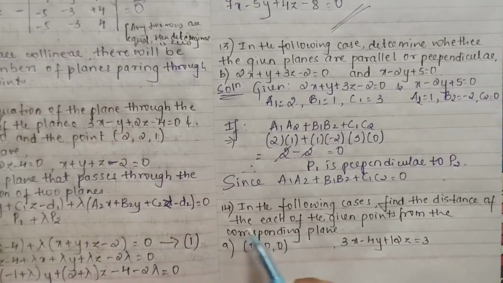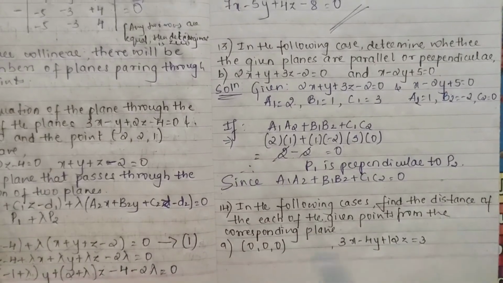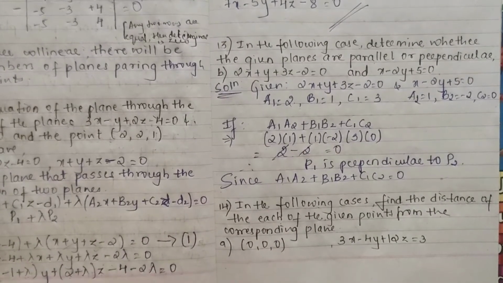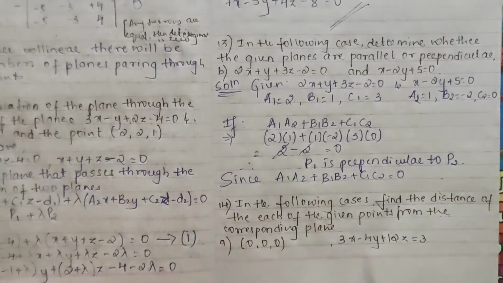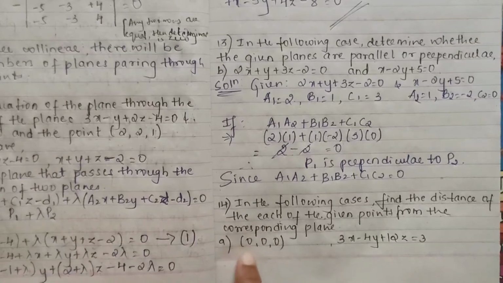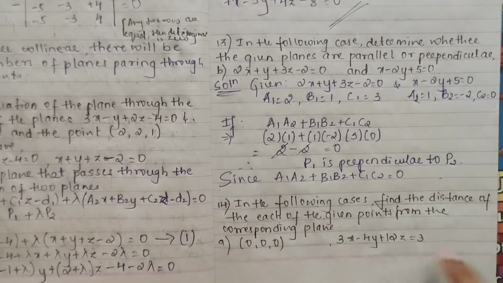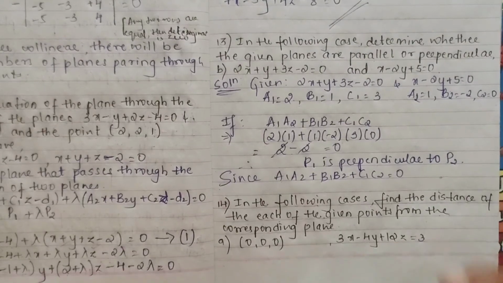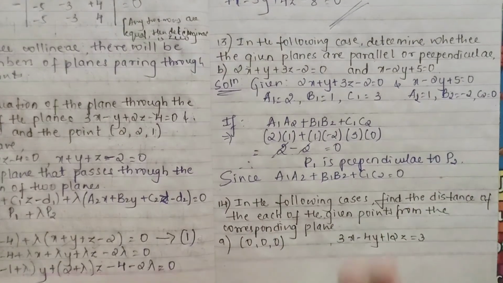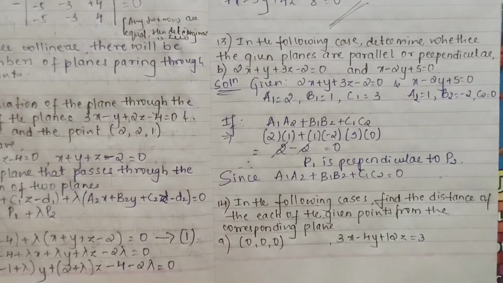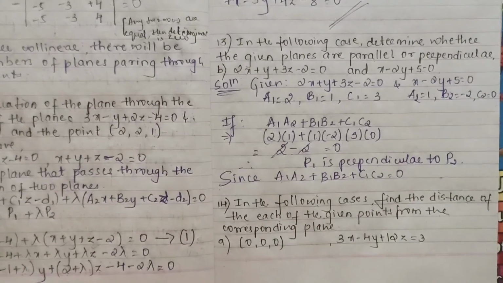Next question: in the following cases, find the distance of each of the given points from the corresponding plane, which means they are asking for the distance of a point from the plane, which was the last topic we have done already. The first one is the point 0, 0, 0, and the plane is 3x minus 4y plus 12z equal to 3. For proceeding, first we will write our distance in Cartesian form only. If they have not mentioned, as I have said, better go for the Cartesian form. We take our distance formula, then substitute everything.